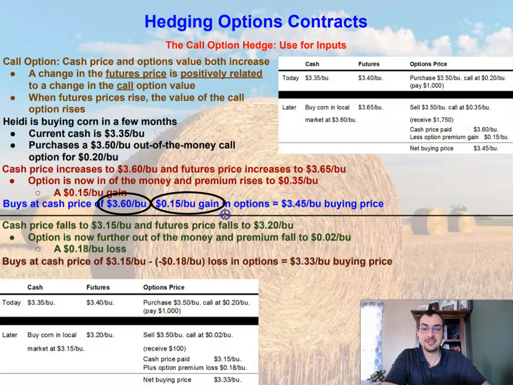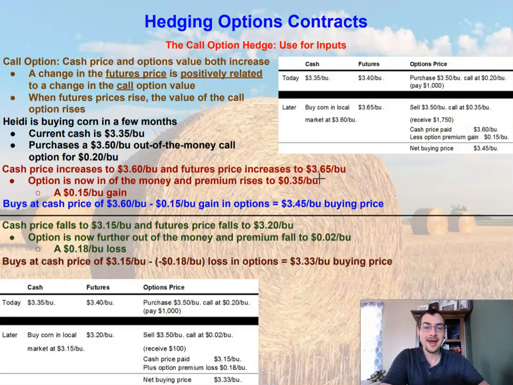Meanwhile, we have a 15-cent gain in the options. So we have 15 cents per bushel coming in because that's what we gained in the options. And then we take that 15 cents and apply it to the $3.60 that we're going to have to pay in the cash market. We can actually reduce the $3.60 that we're buying this at to $3.45, because our net buying price is $3.45. We're taking the money that we made in the options market to offset some of that cash buying price.